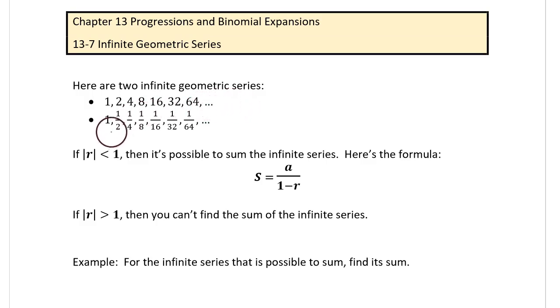Now look at the second one. 1, 1/2, 1/4, 1/8, and so on. This time the value of r is a half. You multiply each term by 1/2 to get the next term. The terms are getting smaller and smaller. They're converging at a value of 0.